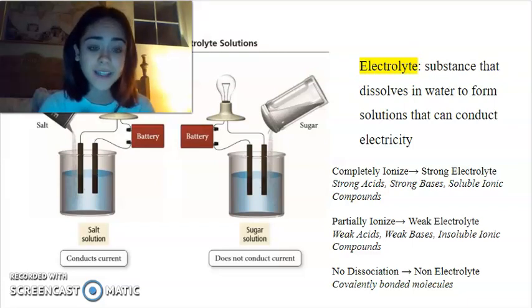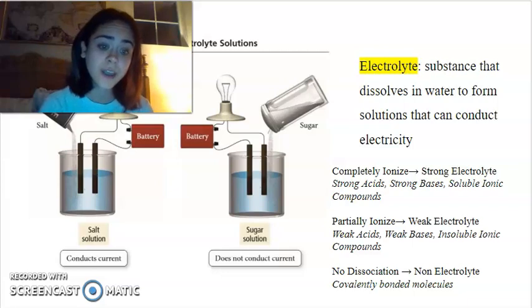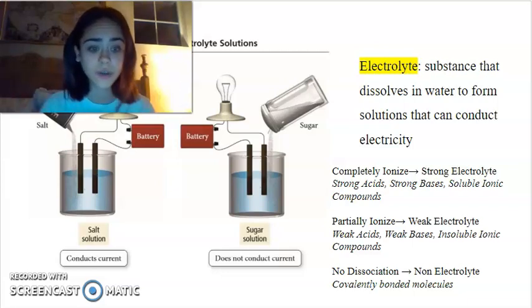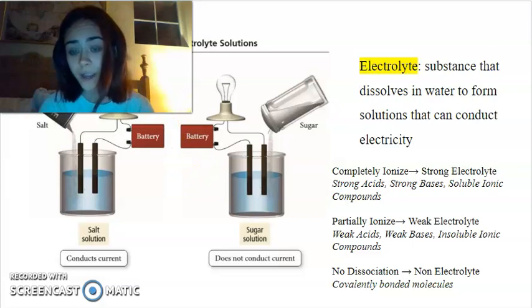Something that partially ionizes is going to be a weak electrolyte. So things like weak acids, weak bases, and insoluble ionic compounds are going to partially ionize. They can conduct some electricity, but not as much as those completely ionized things. Now, if you have no dissociation, there's no charge in that solution. Those are non-electrolytes. Nothing is going to be able to conduct electricity there. So I have covalently bonded molecules. As an example, we can think back to our sugar, right?